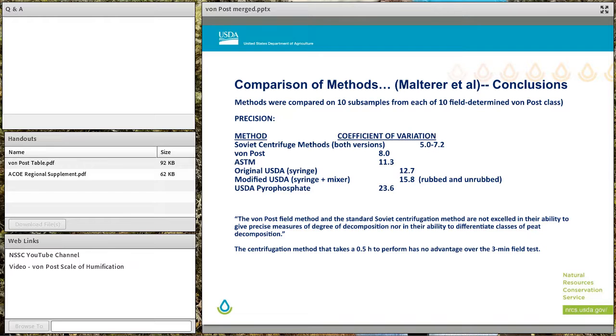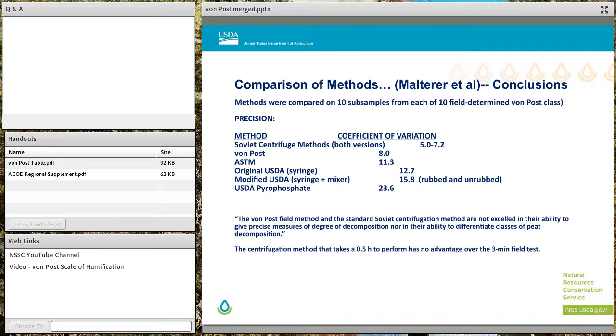So their conclusion was that the von Post method and the standard, and the way they worded it, are not excelled in their ability to give precise measurements. It's just another way of saying that they were the best. They also comment that the centrifugation method takes an hour, half hour to perform in the lab, and there's really not that much of a significant advantage over the 3-minute von Post test.